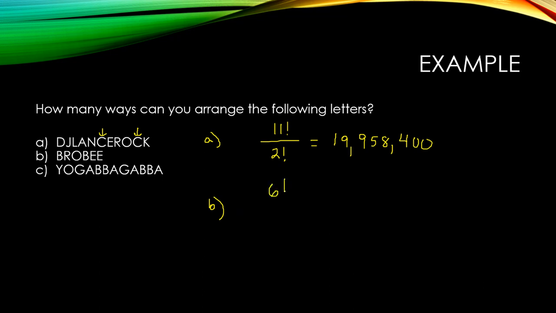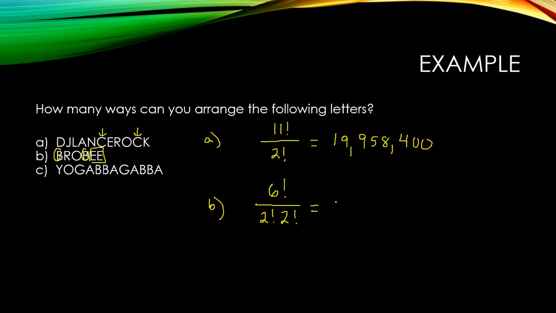So there are 6 letters in Broby, but this time we have 2 letters repeating. We have 2 B's and 2 E's. So for each repeating element, we have to divide by how many times they repeat. So there are 2 B's, divide by 2 factorial. There are 2 E's, divide by another 2 factorial. And now we can work it out.